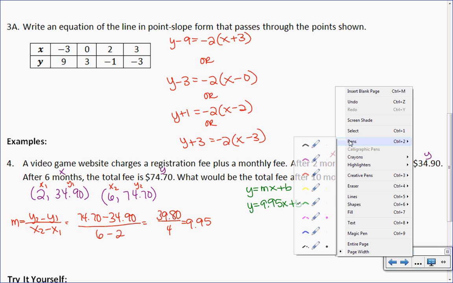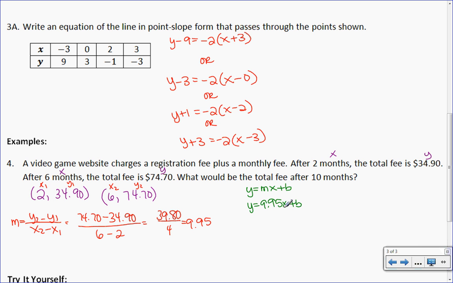Well, remember, what we can do is use one of the points for an x and y coordinate to figure out what b would need to be. So let's use this point right here, and let's substitute the values in. So y is $34.90, x is 2, and we're going to solve for b.